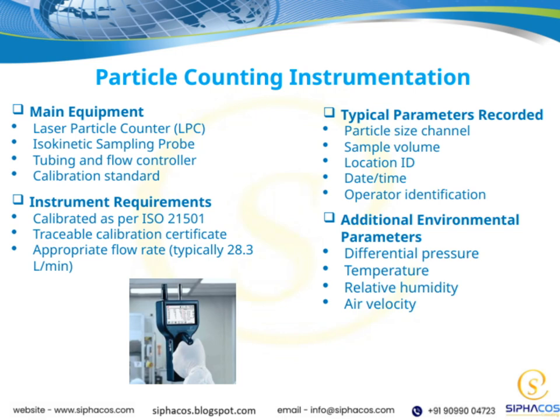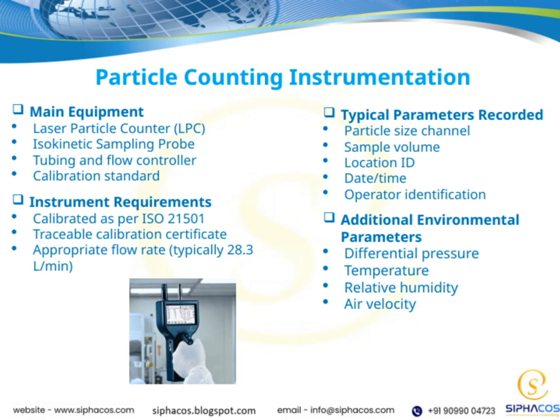Now, let's touch on the instrumentation involved. The main equipment includes the laser particle counter, or LPC, which is the core device for counting and sizing particles. We also use an isokinetic sampling probe to ensure that particles are collected at a consistent velocity, matching the airflow. Tubing and flow controllers are vital for directing and regulating the sample flow, and a calibration standard ensures the equipment remains accurate over time. Speaking of calibration, it's very important that our instruments are calibrated according to ISO 21501 standards.